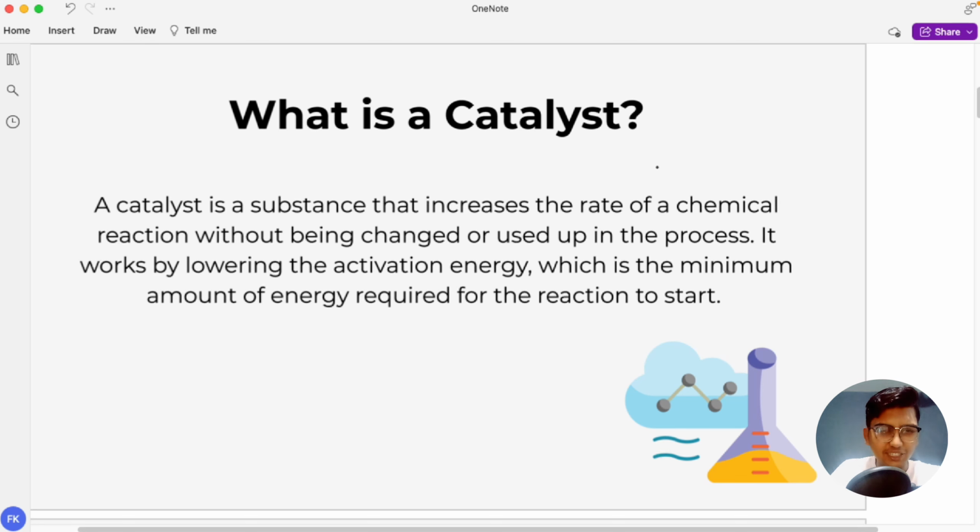A catalyst is a substance that increases the rate of a chemical reaction without being changed or used up in the process. It does this by lowering the activation energy. So, what is the activation energy? Activation energy is the minimum amount of energy required for the reaction to take place.